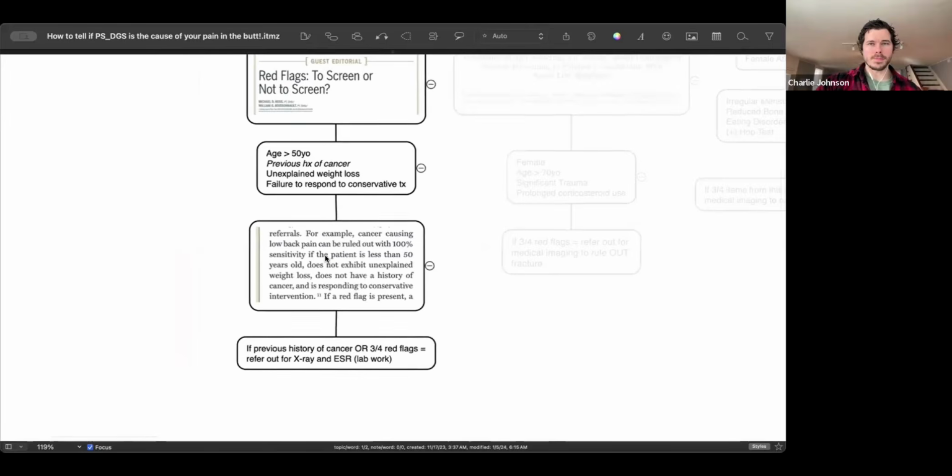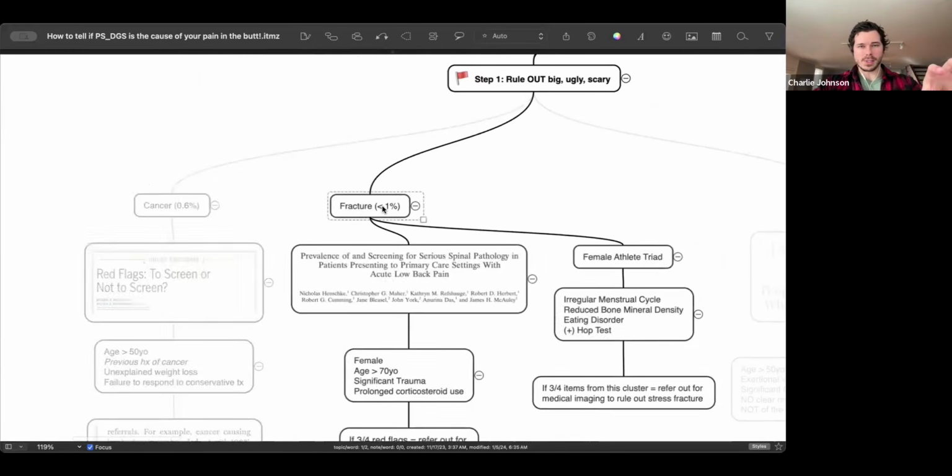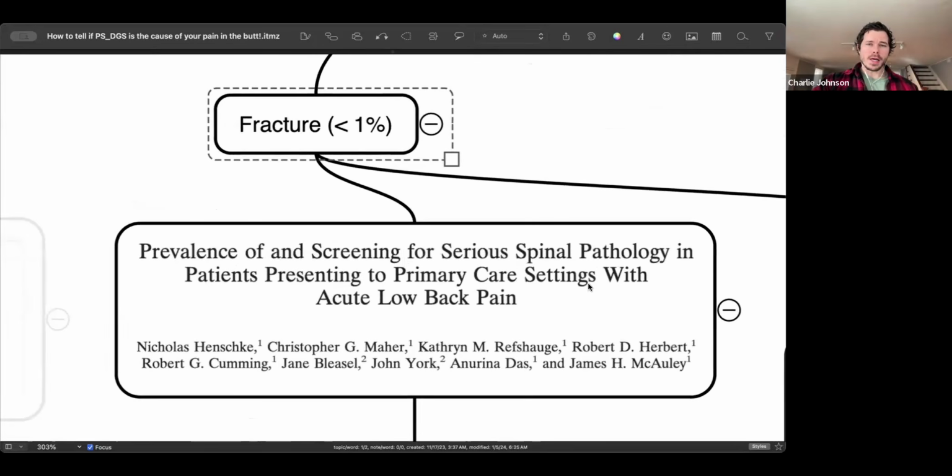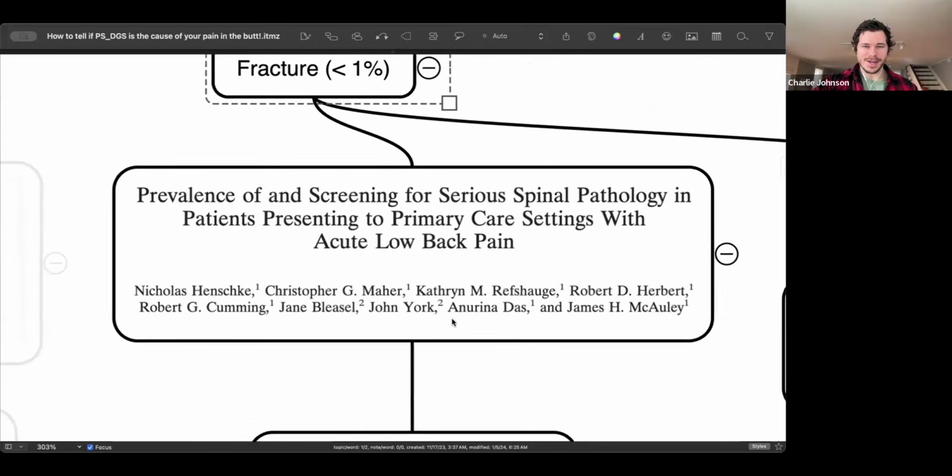All right, so now let's move on. So we don't have cancer. Okay, what about a fracture? Let's talk about this. So again, here's some evidence. You could always check this out if you're kind of like a nerd like I am, all right? But let's talk about it.